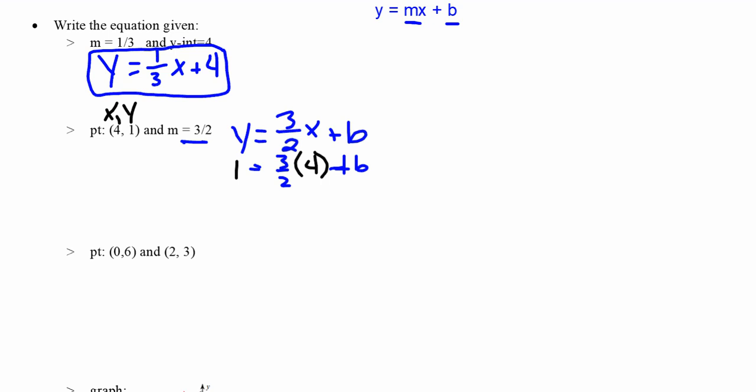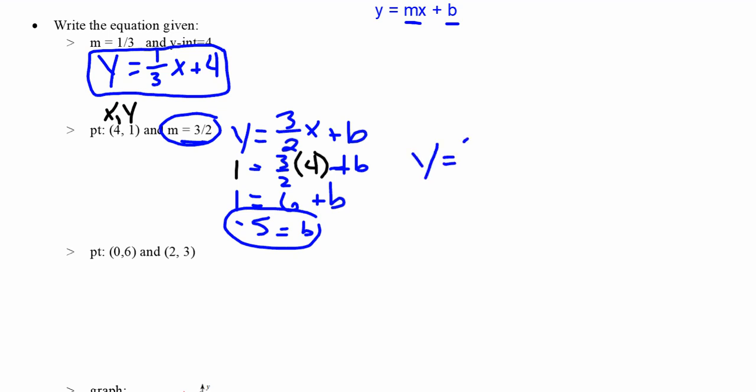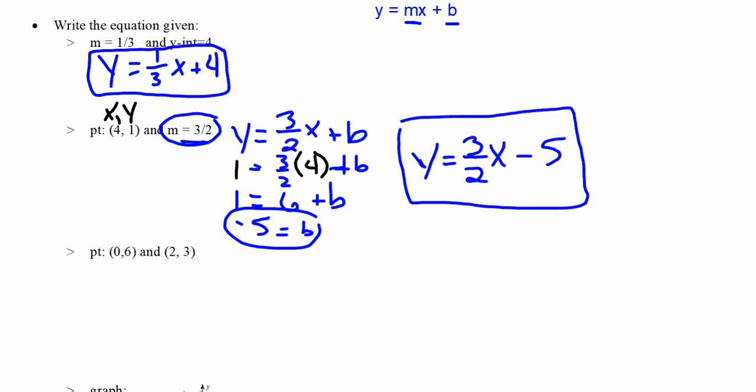Now 3/2 times 4, if I actually multiply that, we get 6. And then I can subtract 6 on both sides, so we get negative 5 is equal to b. So now I have a value for b, and I have the slope, and so I can write the equation of my line: y equals 3/2 x minus 5. Okay, there's my equation.